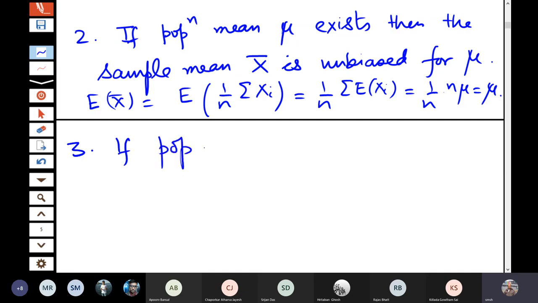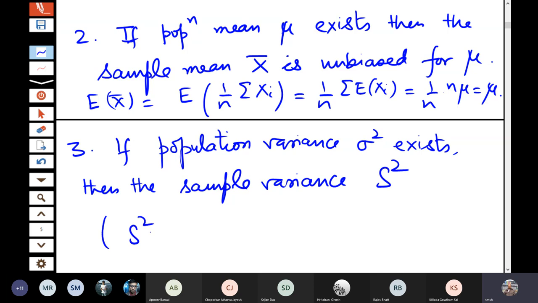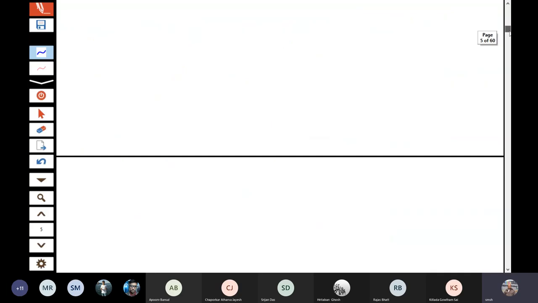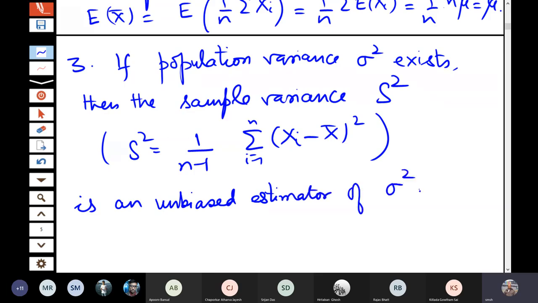If the population variance sigma square exists, then the sample variance S square, that is S square defined by 1 by n minus 1 sigma xi minus x bar square, is an unbiased estimator of sigma square. So sample variance is unbiased for the population variance.